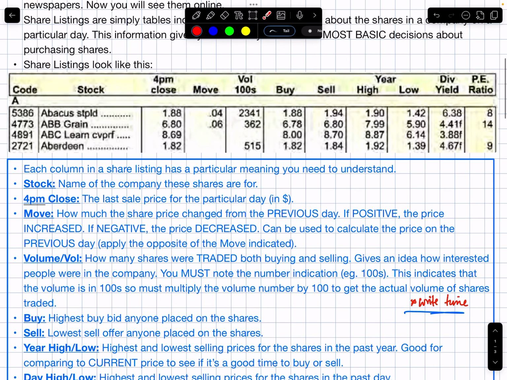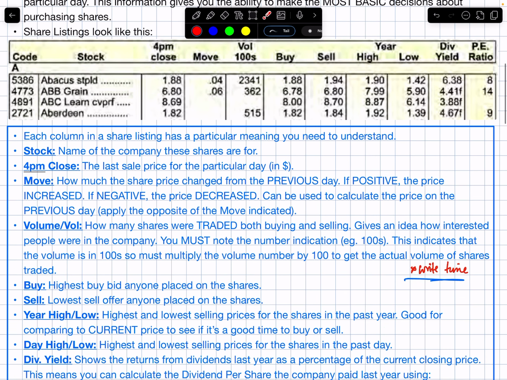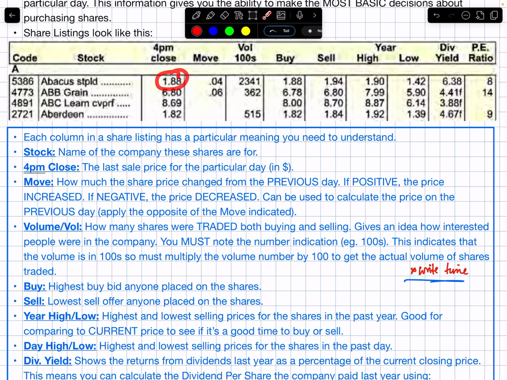What is the 4 p.m. close column? Share markets close at 4 p.m. each day. So this number represents what was the last price that it was sold for in dollars. So $1.88 for Abacus.